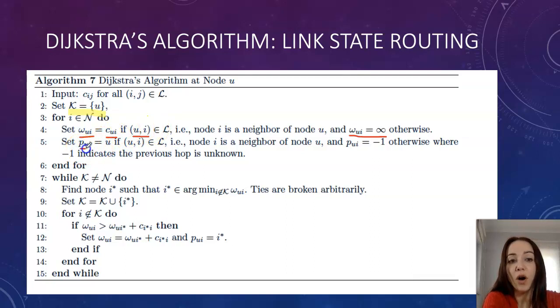Now, PUI is the previous hop neighbor on the path going back from I to U. So the previous hop neighbor for every neighbor of node U is U itself. If node I is a neighbor of node U, PUI is set to U. Otherwise, PUI is set to -1. This is the initialization step. Now we go to the iterations.